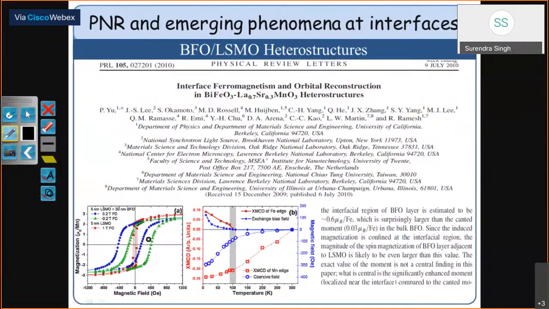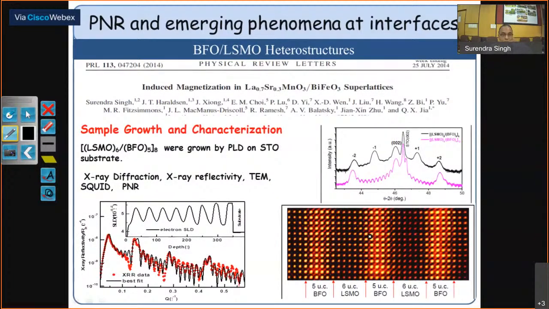What they say is that this induced magnetization is confined at the interfacial region, and the magnitude of the spin magnetized BFO layer adjacent to this is likely even higher than this value. They found 0.03. Okay. Then around 2014, we studied the system.